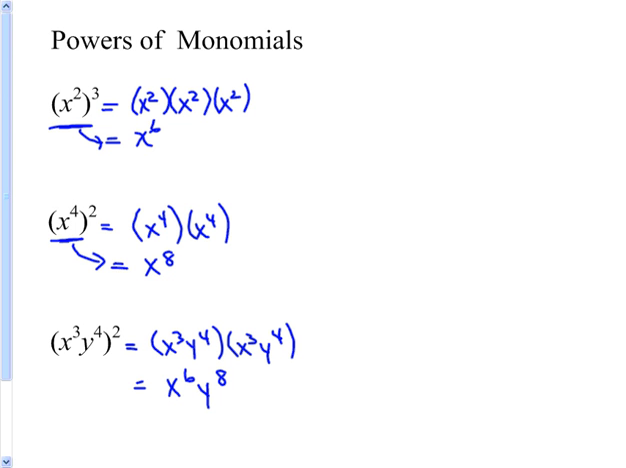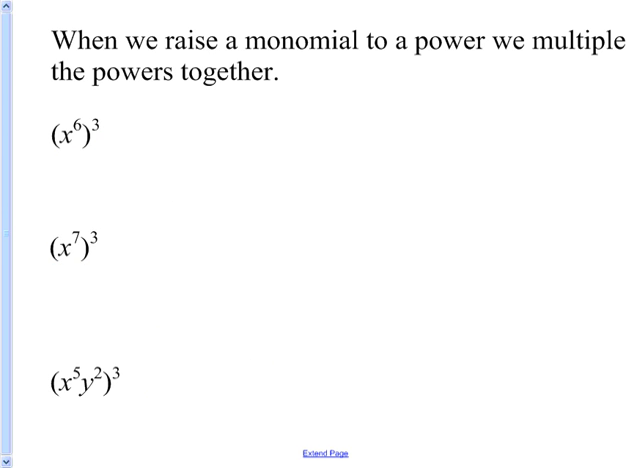How do I get 6 from 2 and 3? Well, we don't add. 4 and 2, how do we get 8? Once again, we don't add. It turns out that we multiply them. So we say that when you raise a monomial to a power, we multiply those powers together.